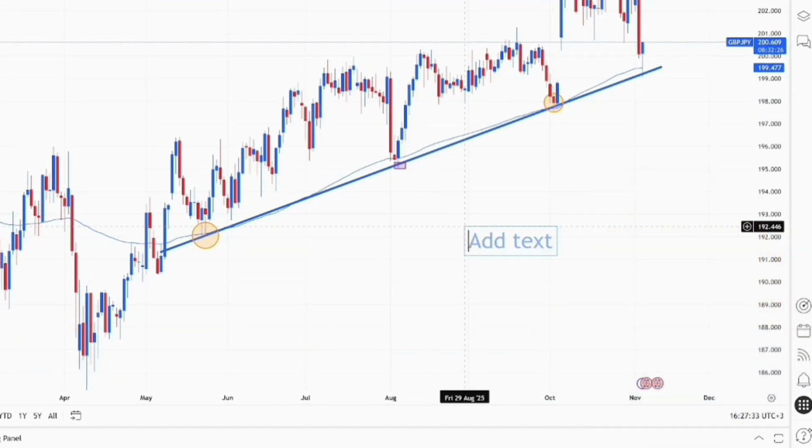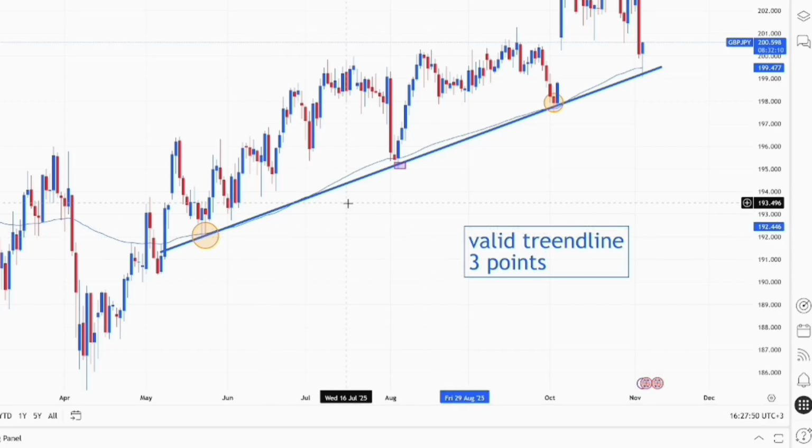So what do we call this? We call it a valid trend line, because, number one, it touches 3 points. So when the trend line touches at least 3 points, it becomes valid. So that is actually valid.